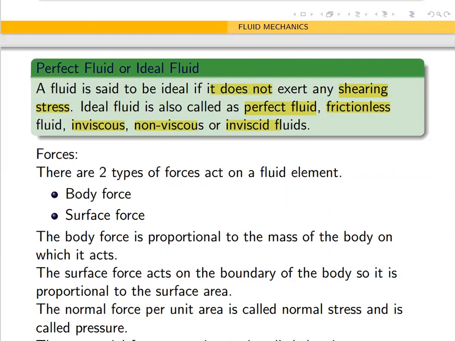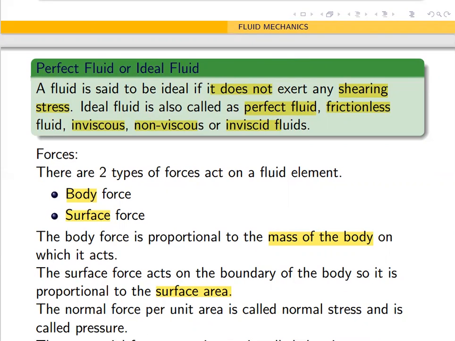Let us come to forces. There are two types of forces acting on a fluid element: body force and surface force. Body force is proportional to the mass of the body on which it acts. The surface force acts on the boundary of the body, so it is proportional to the surface area. So remember, body force is proportional to mass of the body and surface force is proportional to the surface area of the body.